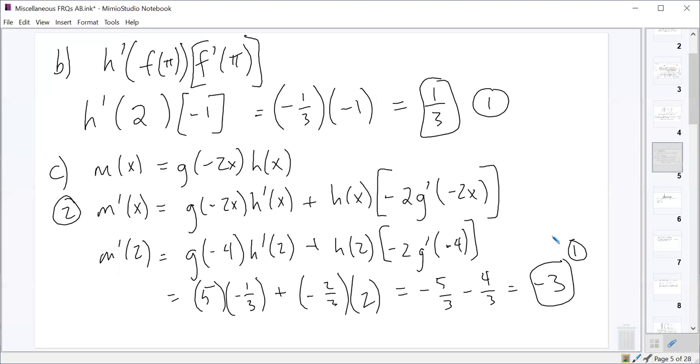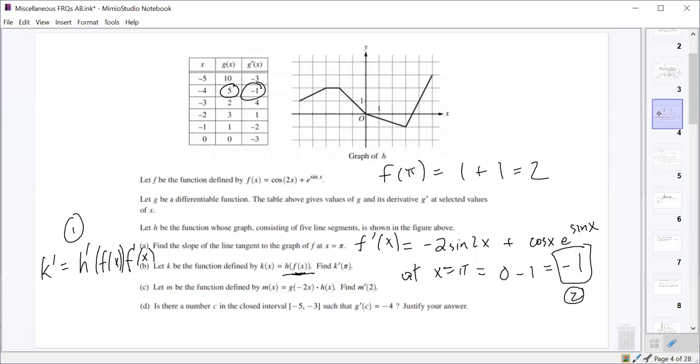Good or no? Feeling okay about this one? Yeah? All right. One part left, right? Part D. Is there a number C on the closed interval -5 to -3 such that G prime of C is equal to -4? So what are the two different ways we could look to see if that's true? Two different theorems we could potentially use. Intermediate value theorem and mean value theorem.